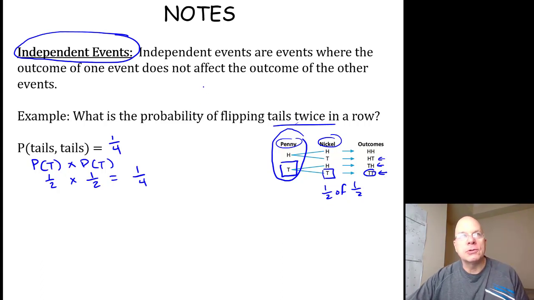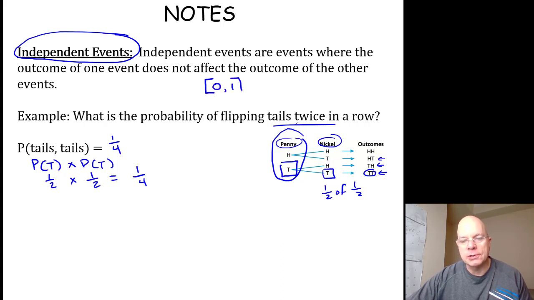It's also important to realize that one of the first things we learned when we started this unit on probability is that probability, here's our interval notation, goes from 0 to 1 inclusive. Any probability is going to land from the value 0, impossible, up to the value 1, certain, and most probabilities will be in between those two.